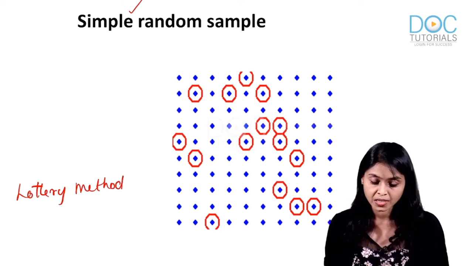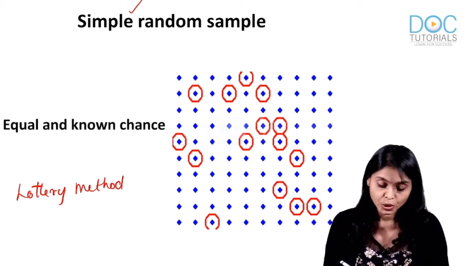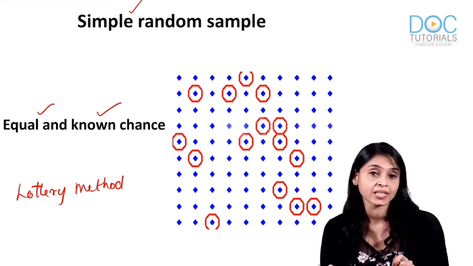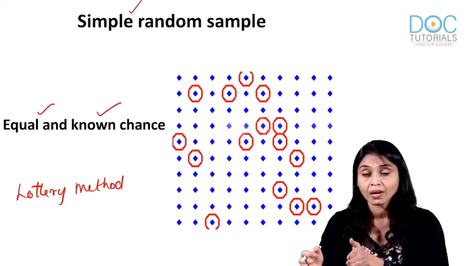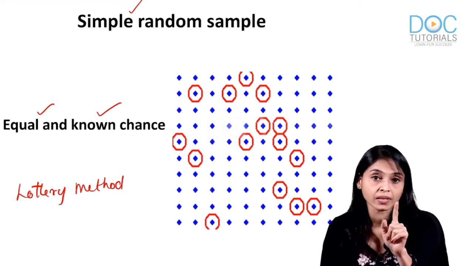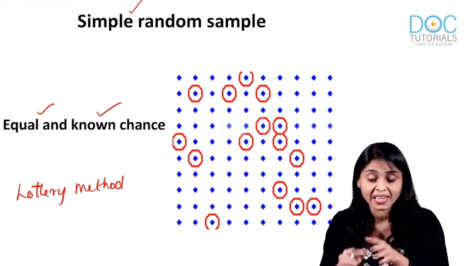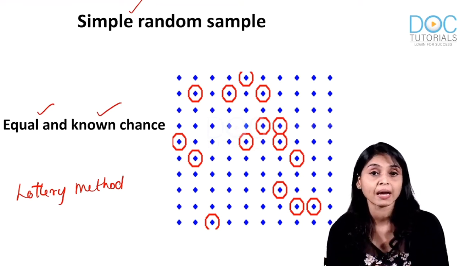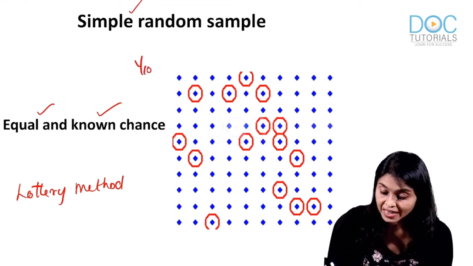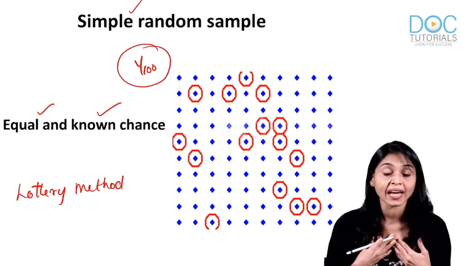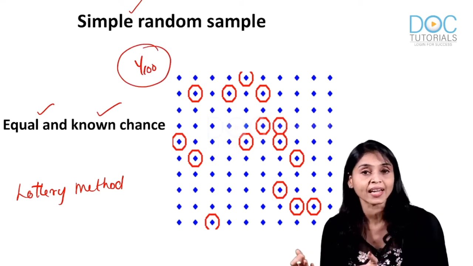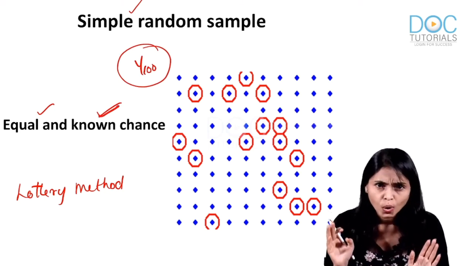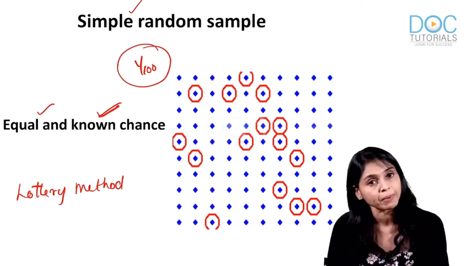Second MCQ from this. This will ensure a known and equal chance for each and every person, right? Suppose, as I told you, out of 100, I want 1 person. What is the chance that, when I take a lot, each person will be included in my sample? It will be 1 by 100, right? That means I know that I have a 1 by 100 chance of getting included in the sample. It is known and it is equal for everyone. Hope you are with me. So these are the MCQs from simple random sampling.